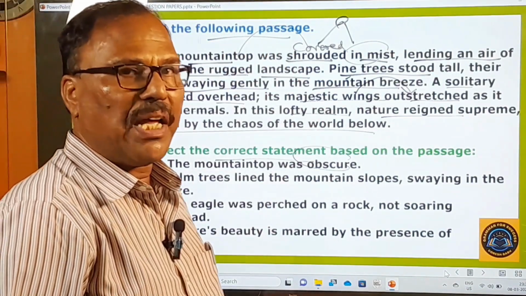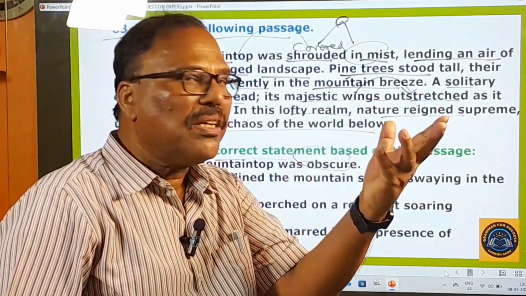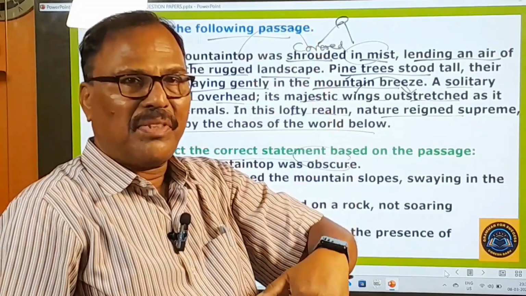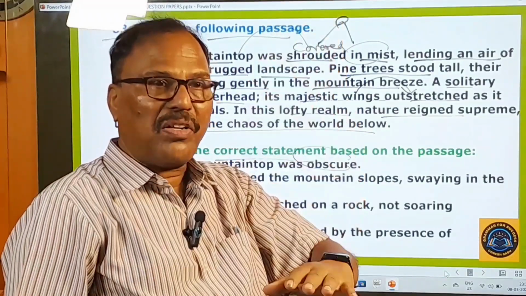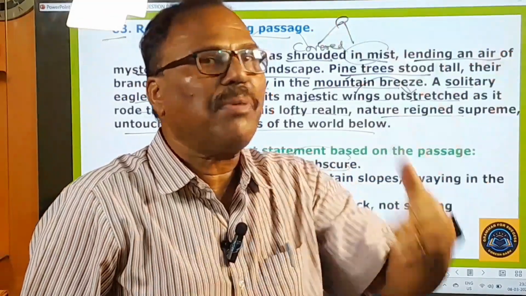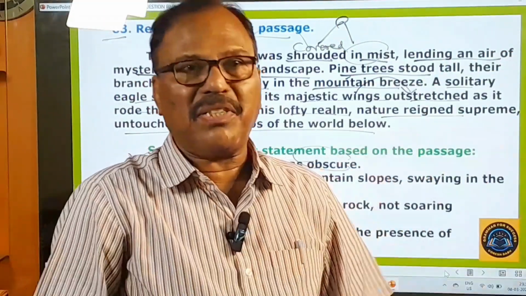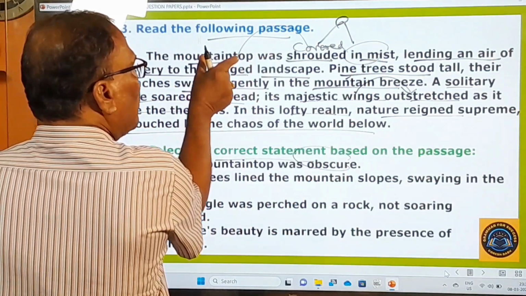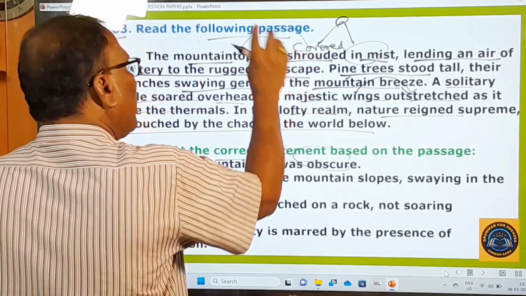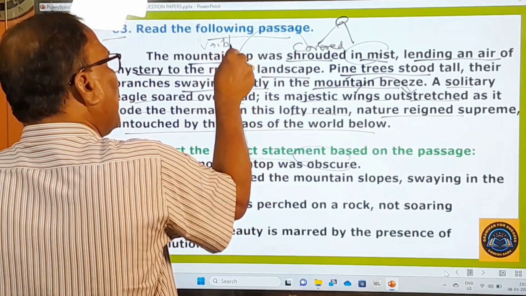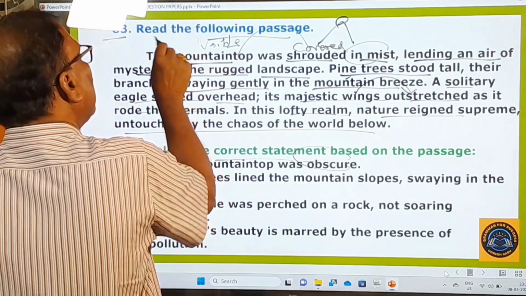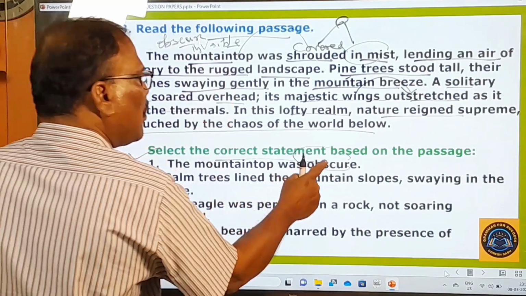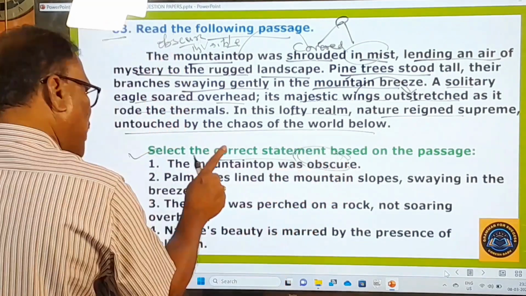During the winter season, on the roads, you cannot see the other vehicle coming because the mist is falling, the fog is falling. It's not snow, but fog, and therefore you cannot see the car or person coming, and that's why some accidents take place. Because of this mist, this mountain top was covered totally, and therefore it is not visible. Therefore, it is called obscure. Obscure means not visible, not clearly seen. Right. So the first one is the answer.